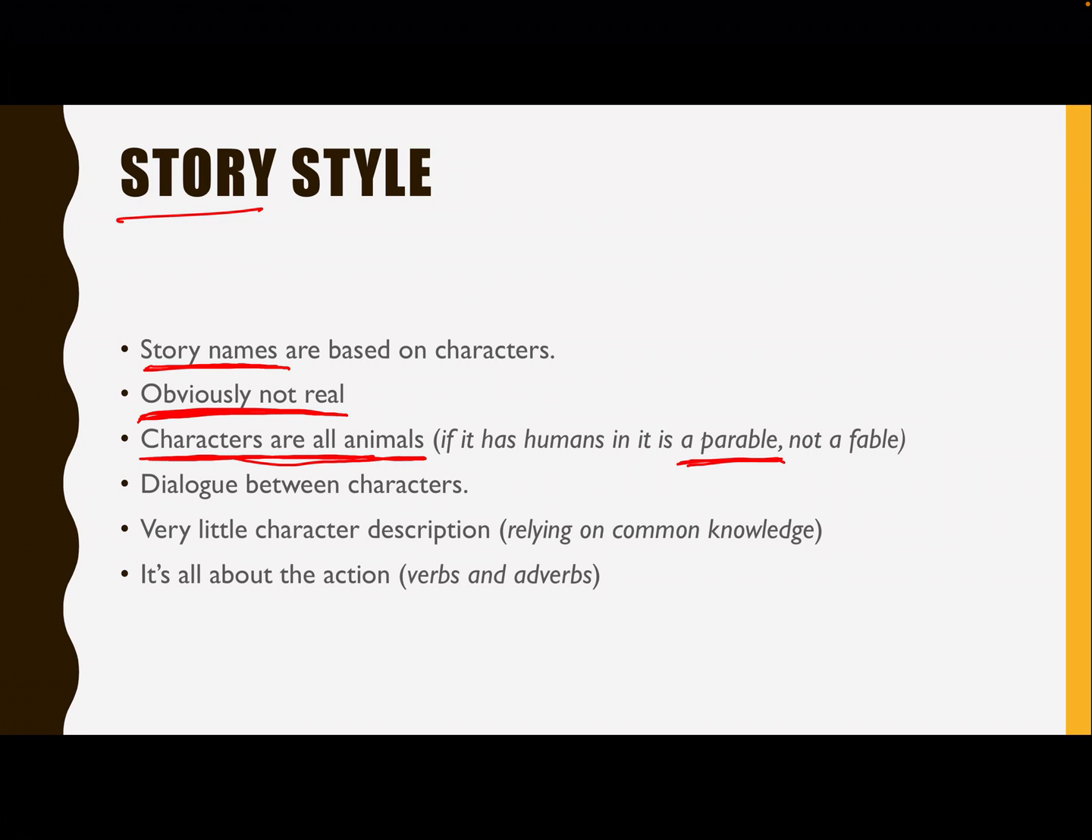It's important that they have dialogue between characters. Dialogue means speech, which means I hope you can all remember how to do direct speech, with your inverted commas and reporting clauses. Now, there's very little character description. These things are short. When someone says a fox, it's assumed that you know what a fox looks like. It's assumed that you know what a fox's personality is like.